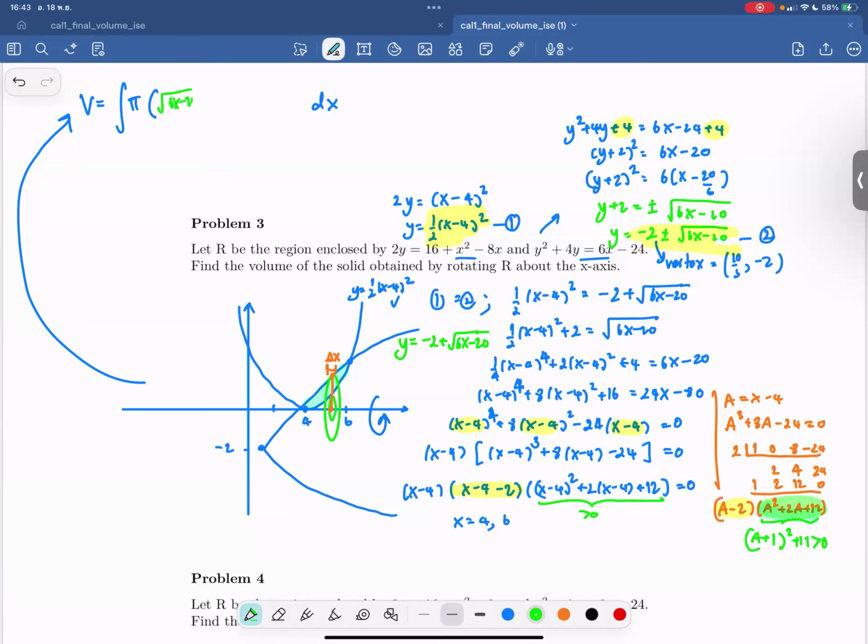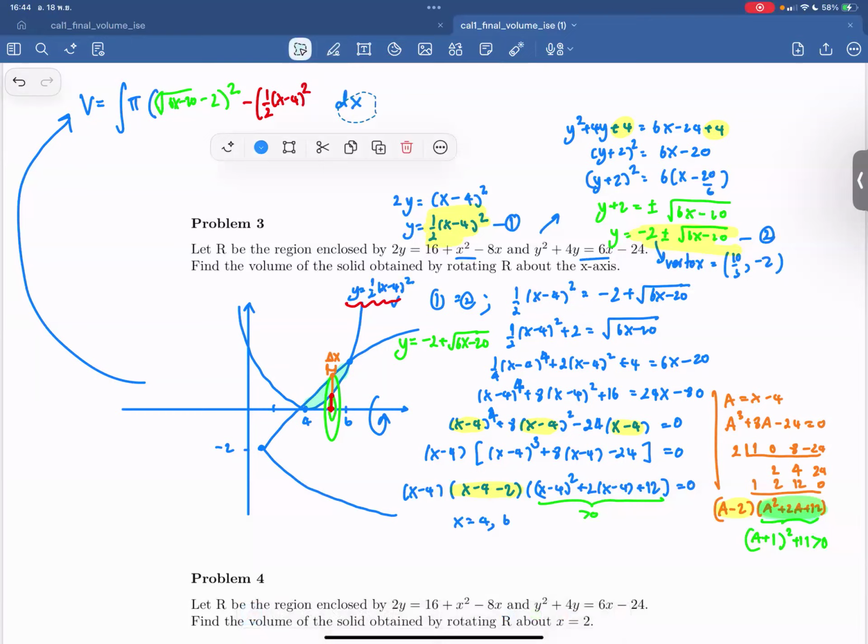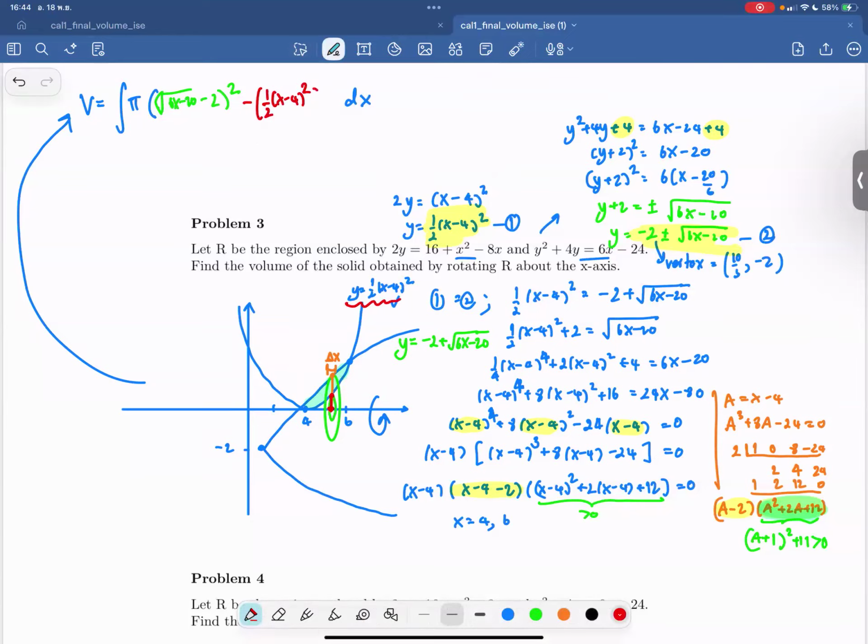Square root 6x minus 20 and then minus 2 and then square. And then the inner radius should be the red one, right? The red one over here. And the rest one is the function 1/2 x minus 4 squared. So this one should be minus 1/2 x minus 4 and then square. All right.